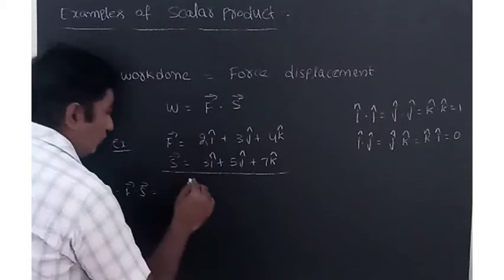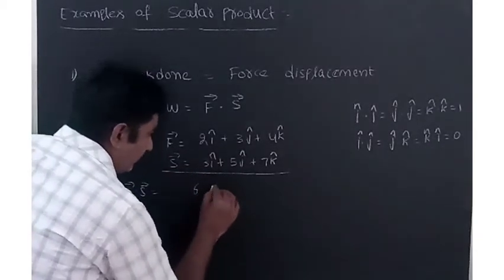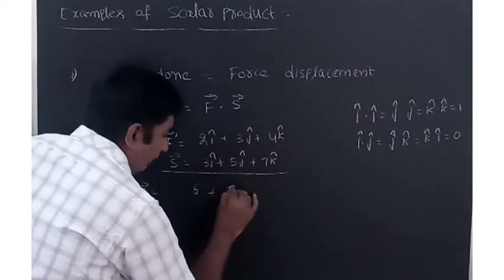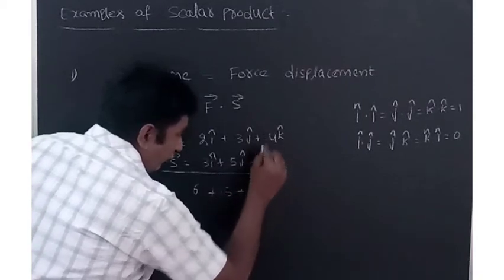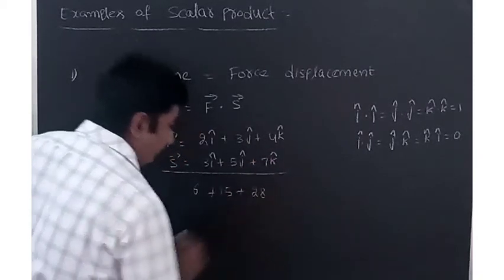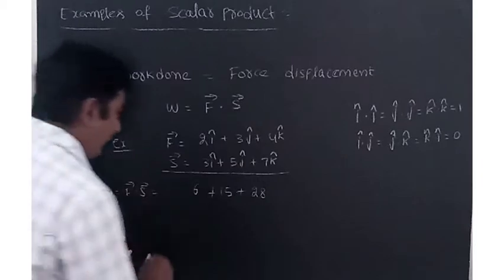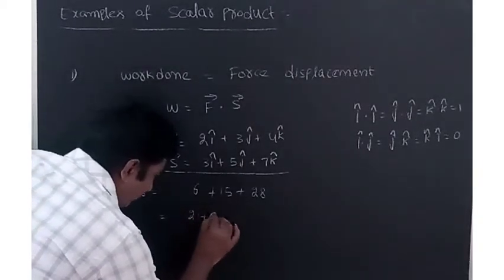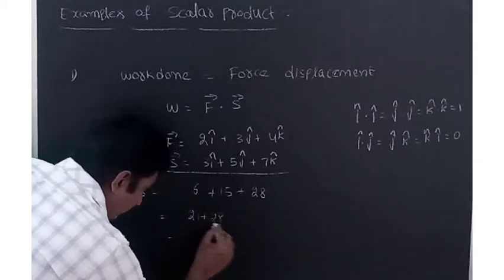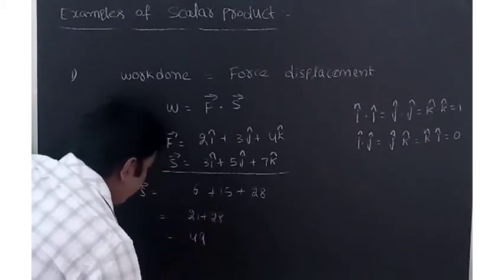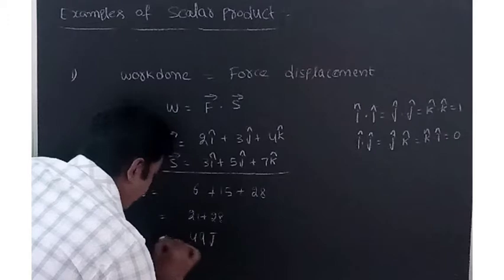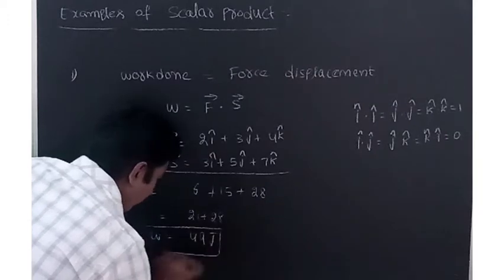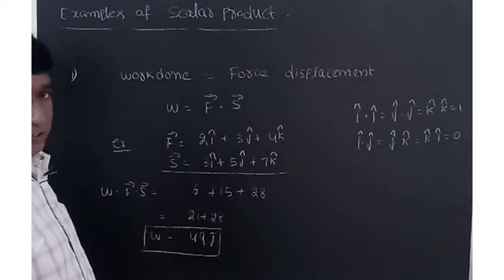3 into 2, 3 into 2 is nothing but 6, plus 5 into 3 is 15, plus 7 into 4 is 28. Simply we can add this, which is nothing but 21 plus 28, so 49. The work done unit is joule. So here work done is equal to 49 joules, which we can get.